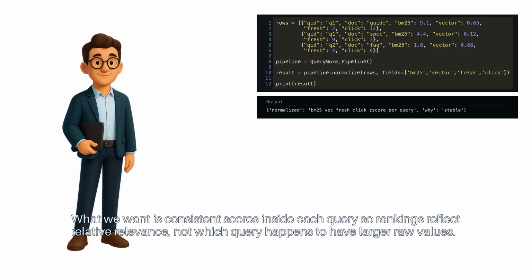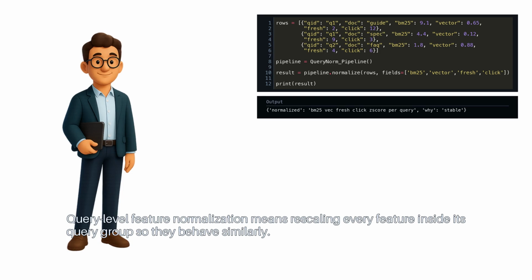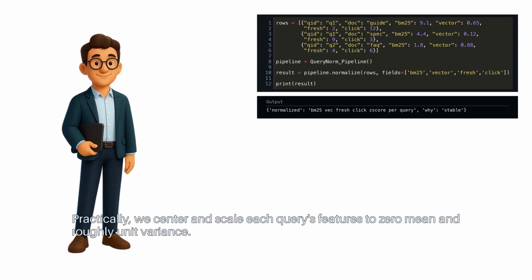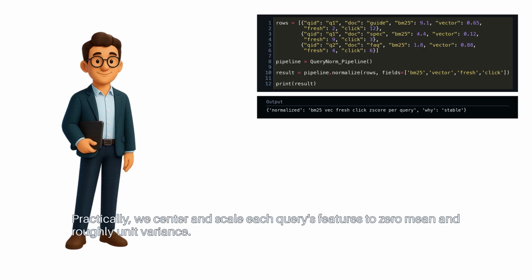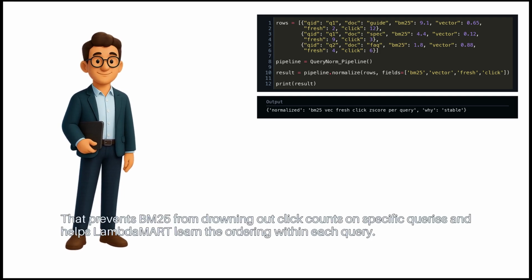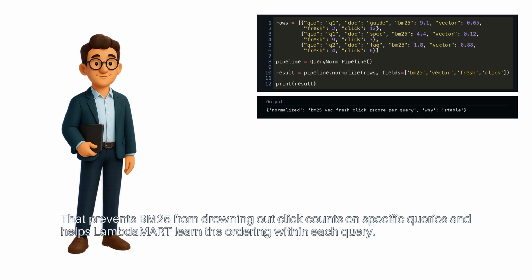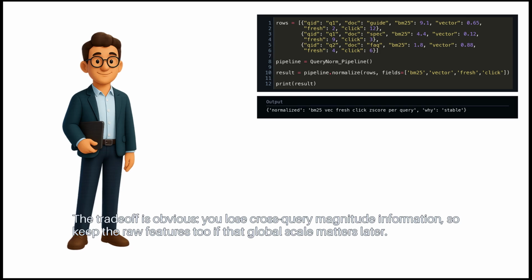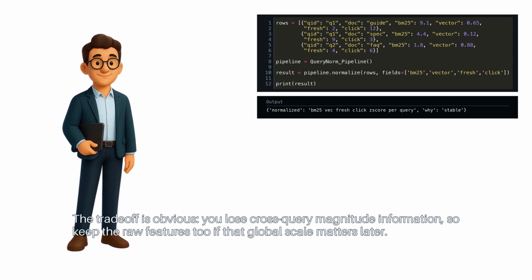What we want is consistent scores inside each query, so rankings reflect relative relevance, not which query happens to have larger raw values. Query-level feature normalization means rescaling every feature inside its query group so they behave similarly. Practically, we center and scale each query's features to zero mean and roughly unit variance. That prevents BM25 from drowning out click counts on specific queries and helps LambdaMART learn the ordering within each query. The trade-off is obvious. You lose cross-query magnitude information, so keep the raw features too, if that global scale matters later.